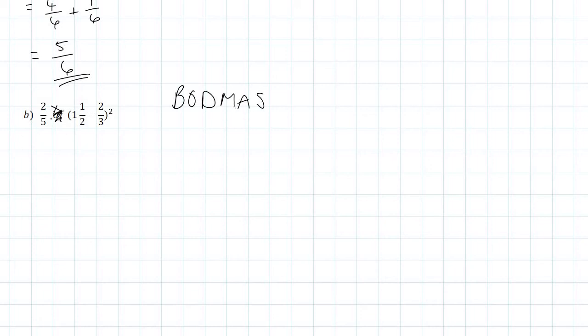So I've got 2/5 times 1.5 take away 2/3, and that's squared. So I need to deal with a bracket first. Let's just do a bit of working off to the side of the page here. So I've got 1.5 take away 2/3, keeping this working nice and neat. Now I'm just going to make this top heavy because 1/2 is smaller than 2/3. So I'm going to need to exchange that one anyway. So I've got 3/2 take away 2/3.